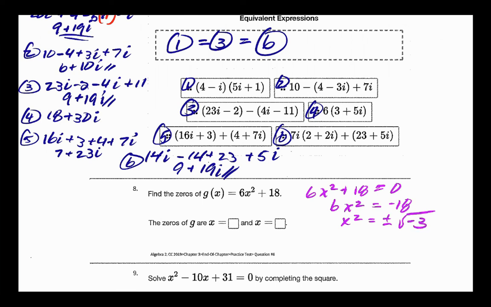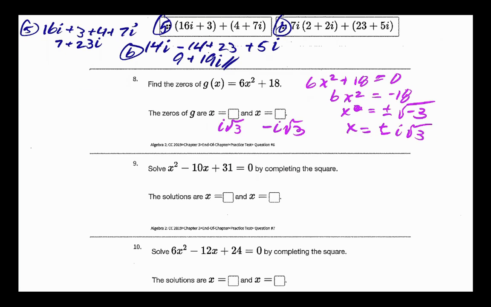All right. And remember, the negative on the inside, we write it as an i. So I'll get x is equal to plus or minus i root 3. So again, you would write i root 3 in one of these and negative i root 3 in the other one.